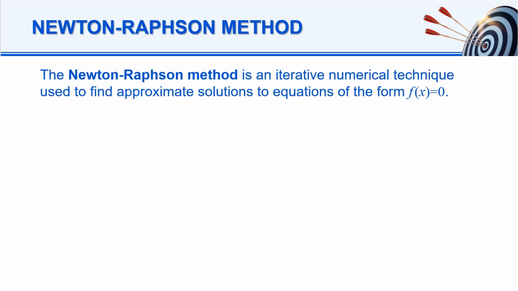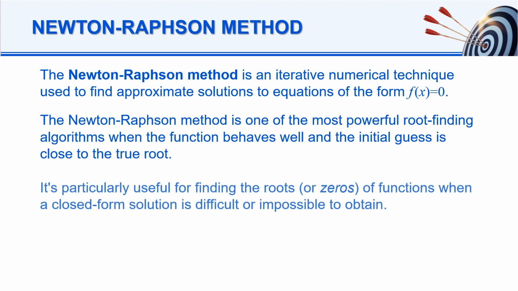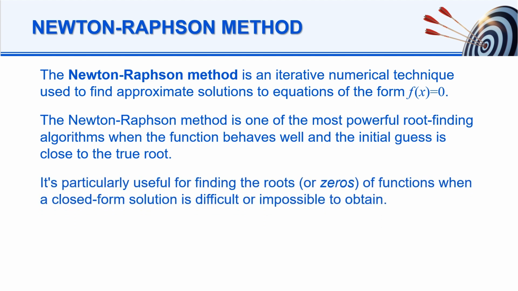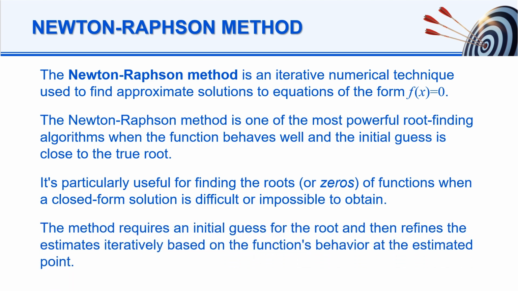The Newton-Raphson method is an iterative numerical technique used to find approximate solutions to equations of the form f(x) = 0. It is one of the most powerful root-finding algorithms when the function behaves well and the initial guess is close to the true root. It's particularly useful for finding the roots, or zeros, of functions when a closed-form solution is difficult or impossible to obtain. The method requires an initial guess for the root, and then refines the estimates iteratively based on the function's behavior at the estimated point.